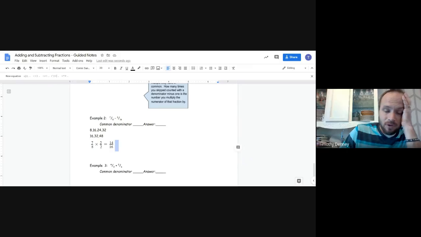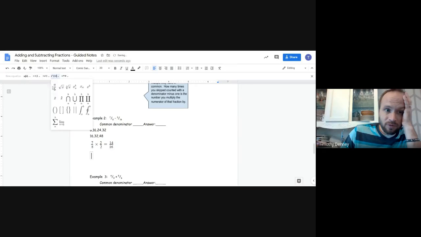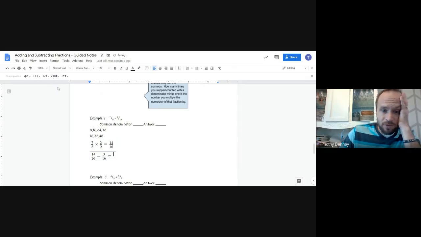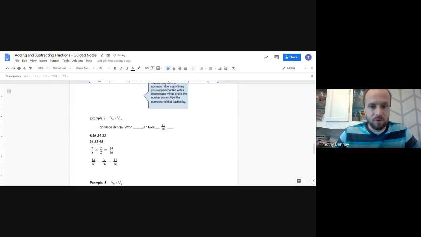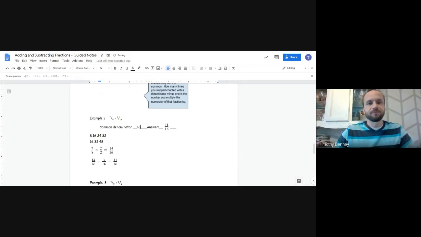So now I can actually do my subtraction in this case. I can take 14/16 and subtract the 3/16. And what do I end up with? 14 minus 3 is 11. And good, I do not need to reduce or simplify that. So my answer is 11/16, and my common denominator was 16.